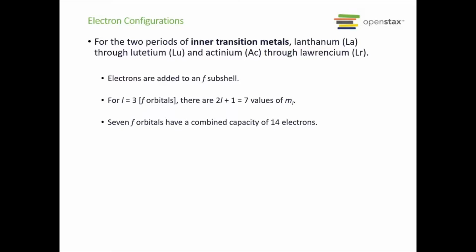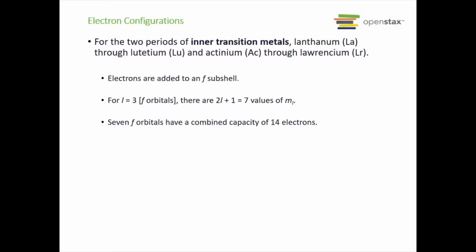Now we also have the inner transition metals. Those were the d block transition metals, and now we have the f block transition metals. These are the 2 rows below the periodic table, lanthanum through lutetium and actinium through lawrencium. These have an f subshell, which is l equals 3, with 7 values of ml, meaning a capacity of 14 electrons. It's a lot of electrons.